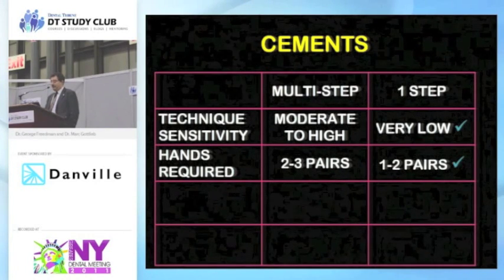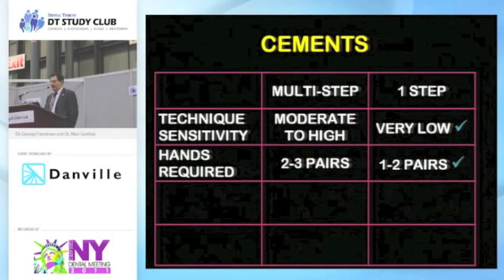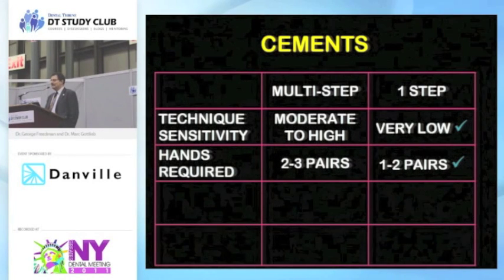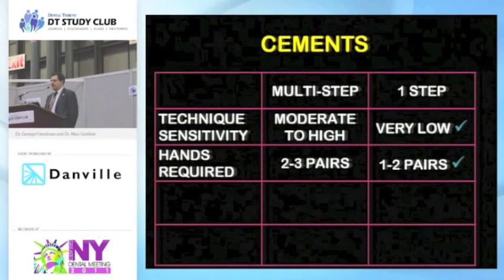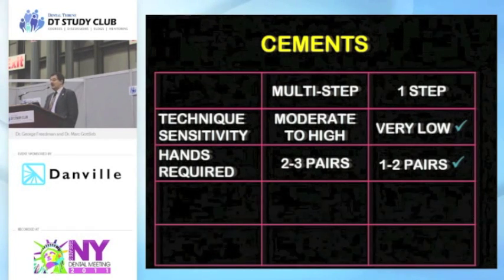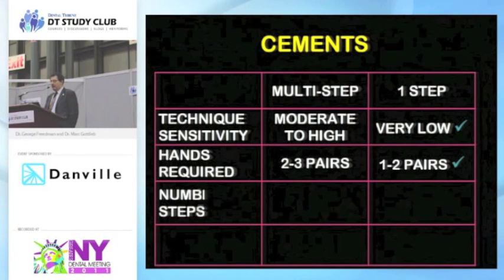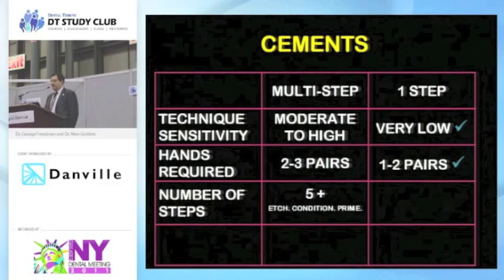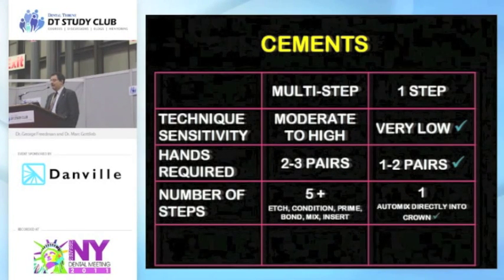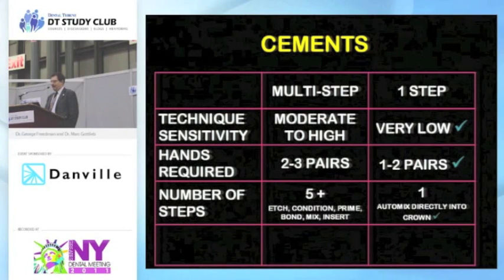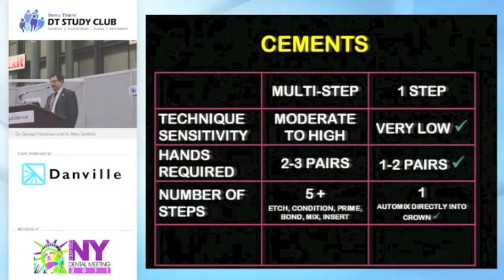The number of steps, with most of our multi-step cements, multi-steps means 5 or more steps. The auto-mix direct resin cements are typically single step. Much easier, much more predictable, much less likely to have any technique sensitivity. And in terms of time, when we're taking a look at a multi-step cementation, it's often 15 minutes plus, including cleanup. For the resin cements, it's 5 to 7 minutes, including cleanup.